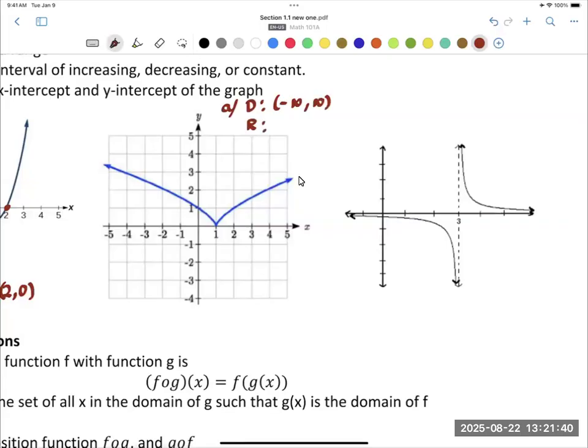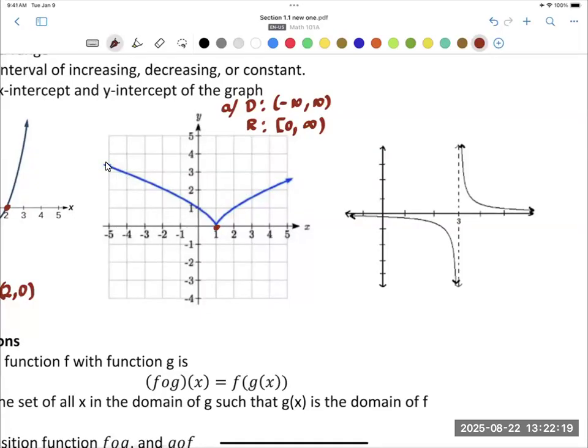How about the range? We can see the arrow on the left is pointing up and the arrow on the right is also pointing up. And you don't see any graph below the x-axis. The lowest point on the y value is 0 right here. So the range starts from this point and goes all the way up on both sides, with the lowest point being 0. So 0 to infinity.